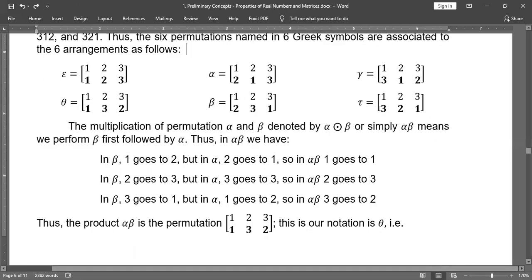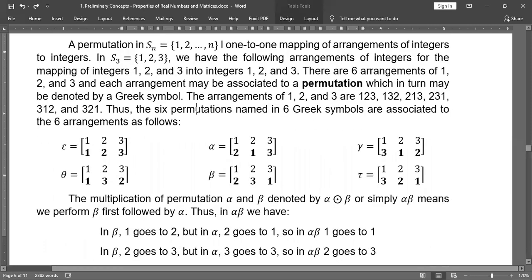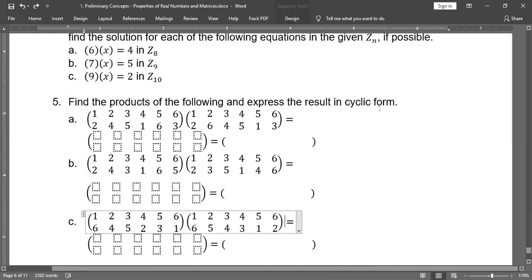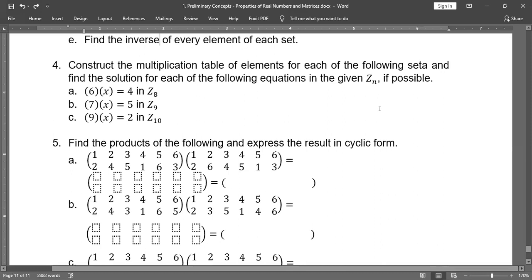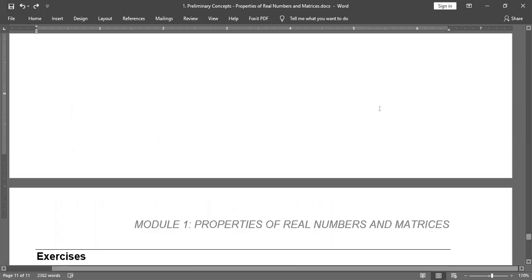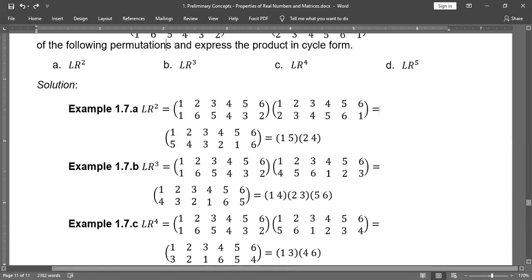Indicated ba dun kung gagawa pa kayo ng table? I think you don't have to construct the table. Yes. Okay, you have to construct the table. Z8, Z9, and Z10. Okay. So, sa permutation na tayo. Any question sa modulo?